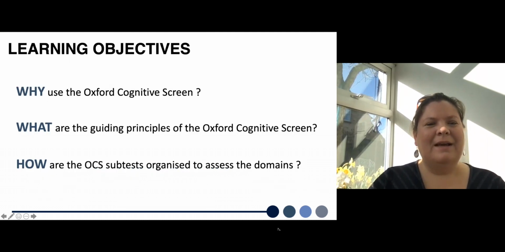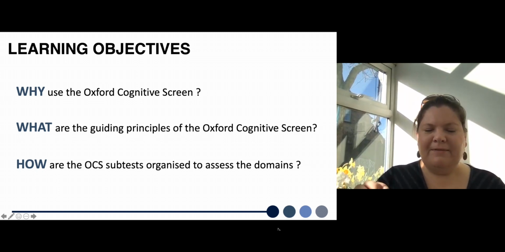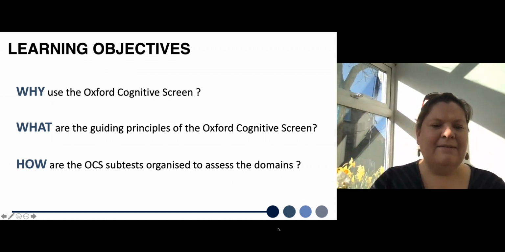So, the specific learning objectives for this session is to have a think about why you might want to use the Oxford Cognitive Screen. And I'll give you obviously some ideas about why we think it's a good idea and why it fits and how it fits in the bigger picture of assessing cognitive problems post-stroke. And next we're going to cover briefly what the guiding principles are, so you understand a little bit more about the background and how it was set up. And then finally the specific OCS subtests, how they're organized, what each of them is assessing, basically giving you that overview.